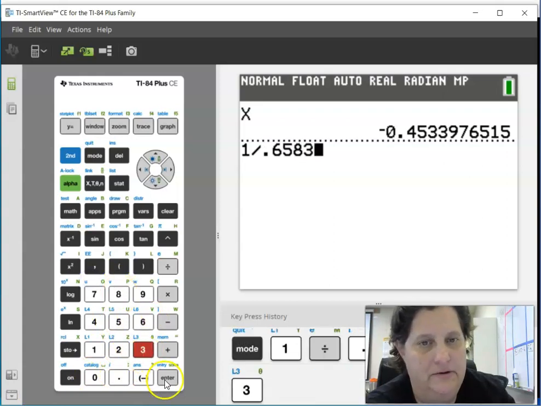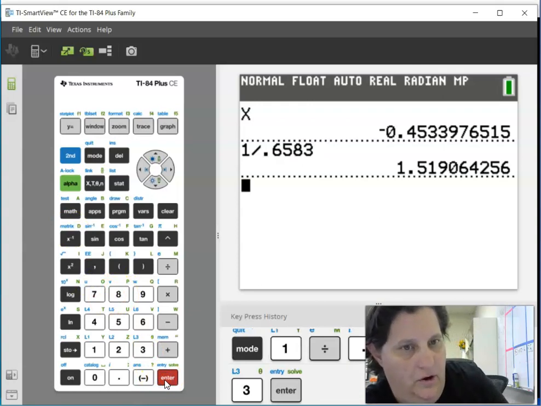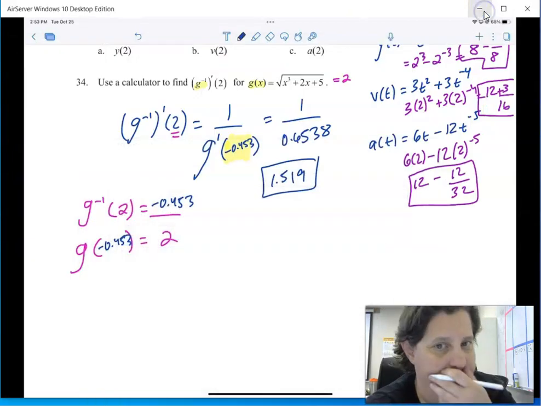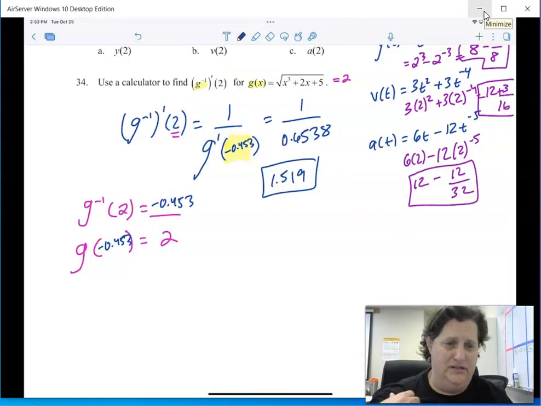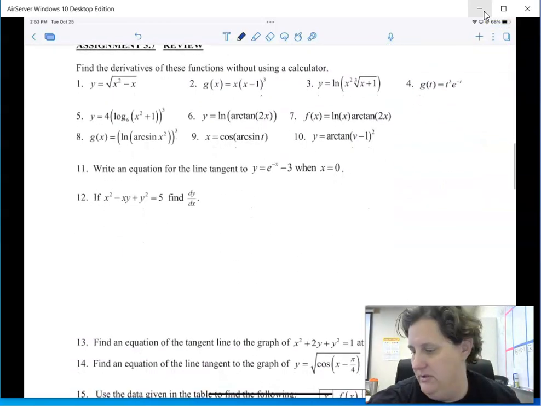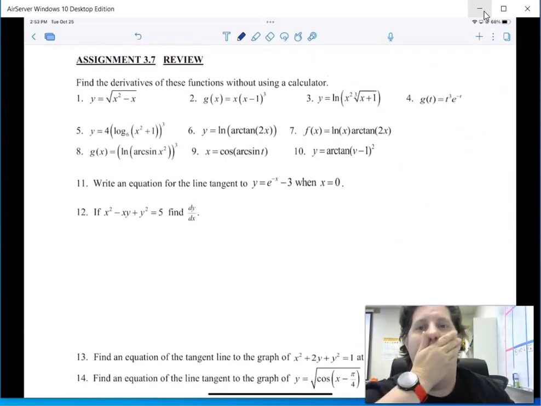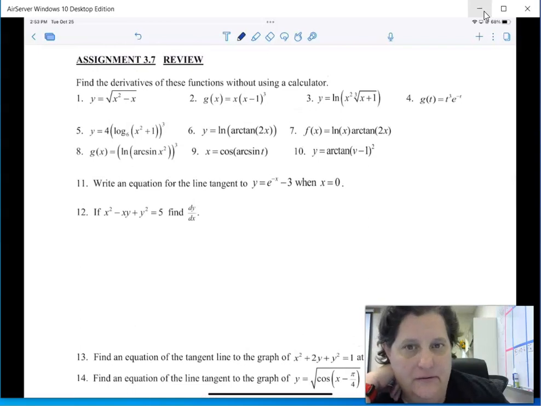Anyway, that's how I could do all this with a calculator. 1.519. I had to approximate it a little bit, but as long as you get the idea, we'll look at some more inverse questions too, okay? Okay, sweet. Let's take a look at a couple of these questions here.